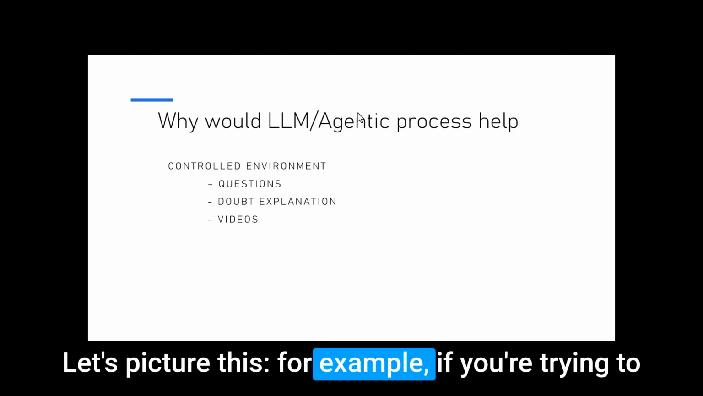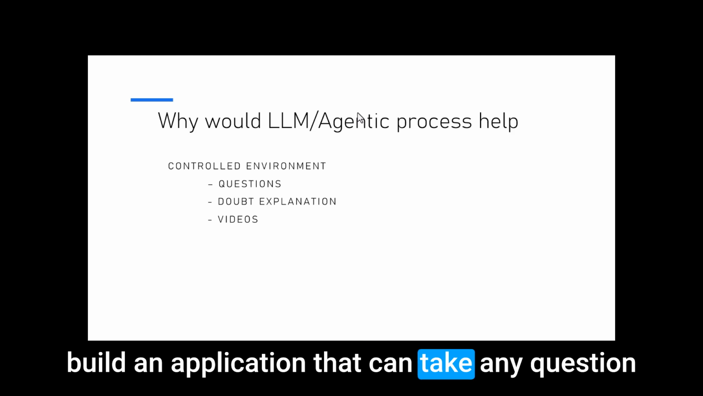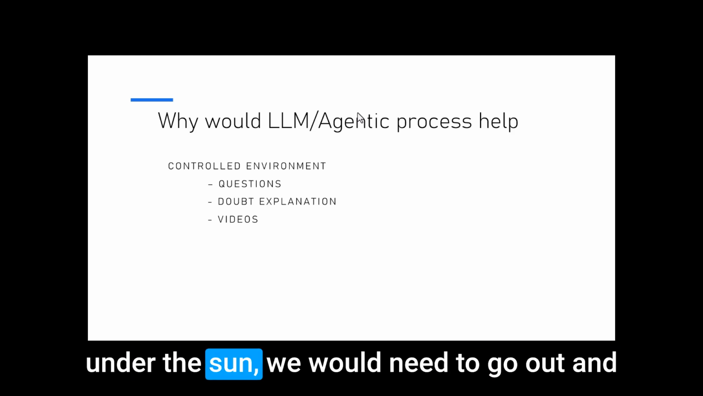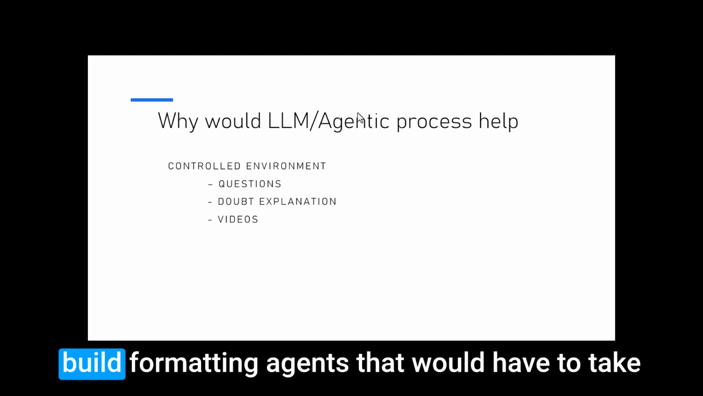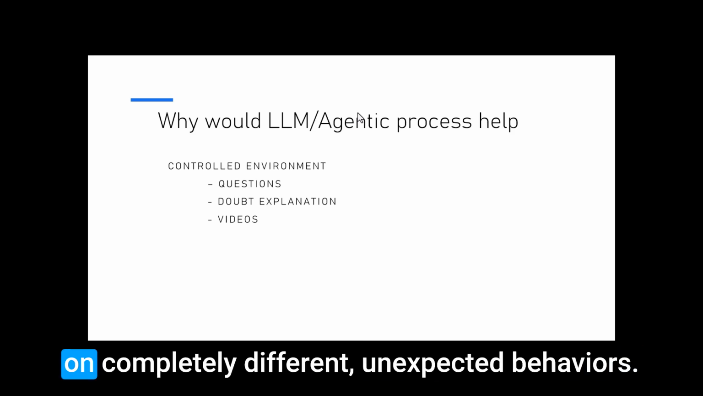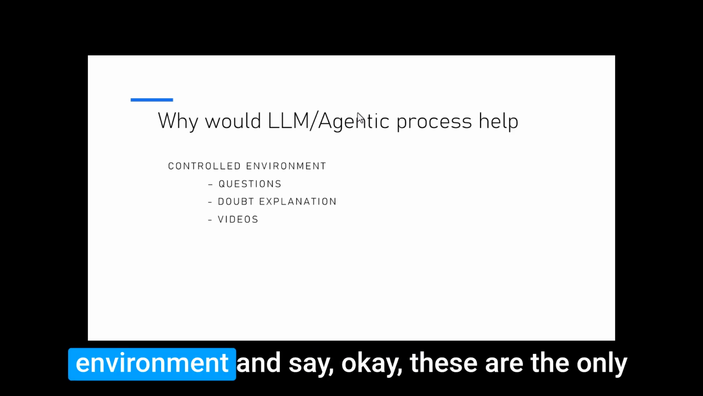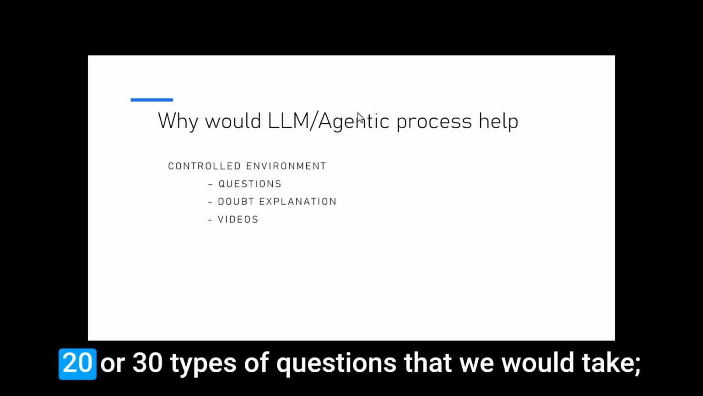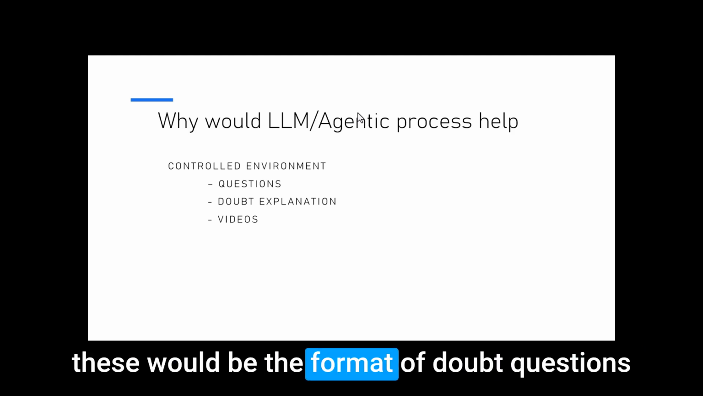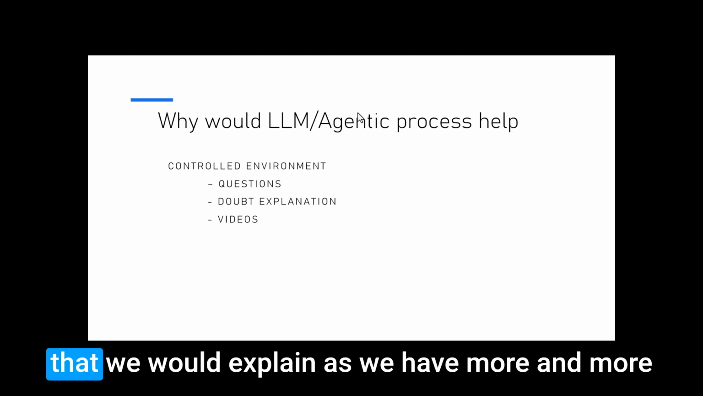Let's picture this. For example, if you're trying to build an application that can take any question under the sun, you would need to build formatting agents that would have to take on completely different, unexpected behaviors. But on the other hand, if we control our environment and say, okay, these are the only 20 or 30 types of questions that we would take, these would be the format of doubt questions that we would explain.